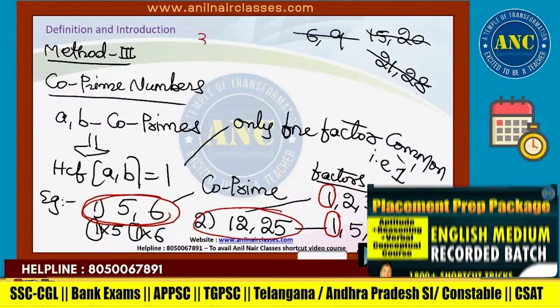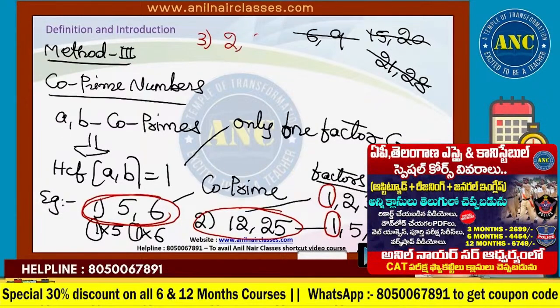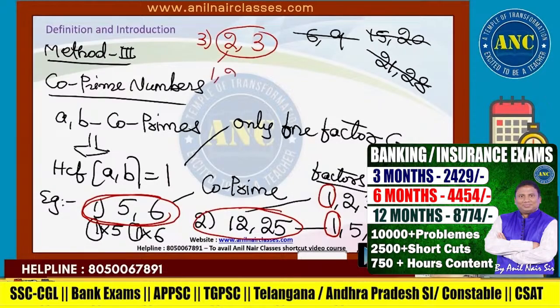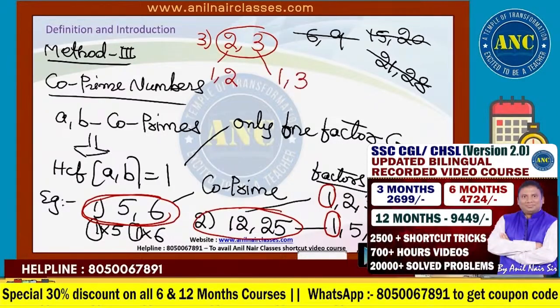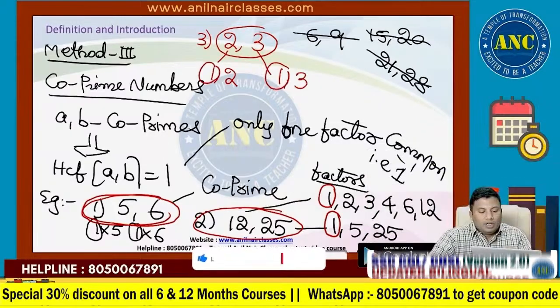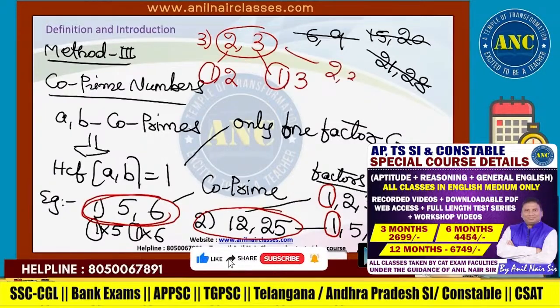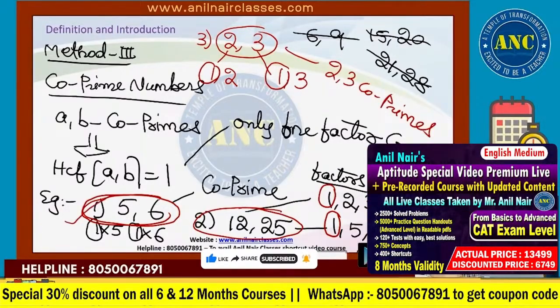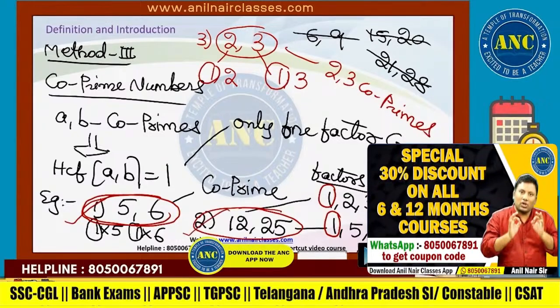One more example I will take because I wanted to convey a point. 2 and 3 are also co-prime to each other because the factors of 2 are 1 and 2. Factors of 3 are 1 and 3. The factor which is common is 1. So 2 and 3 are said to be co-primes. 5 and 6 are said to be co-primes. 12 and 25 are said to be co-primes.